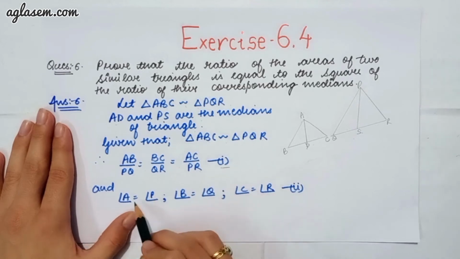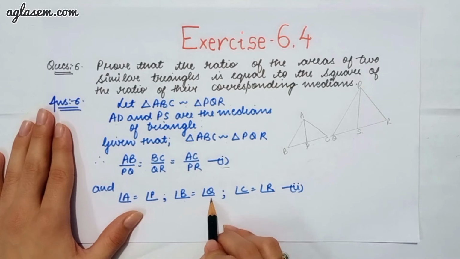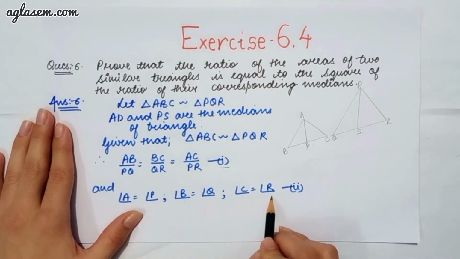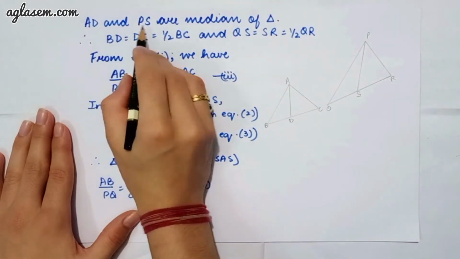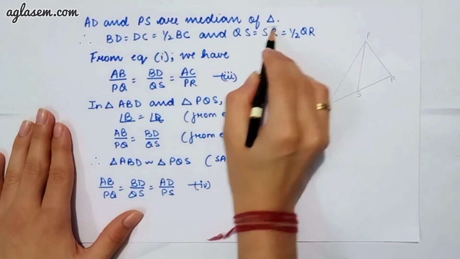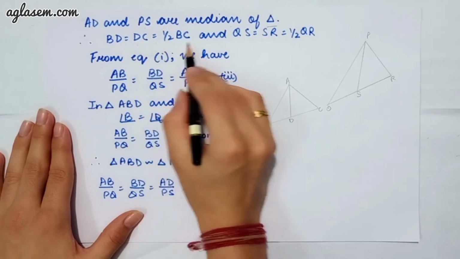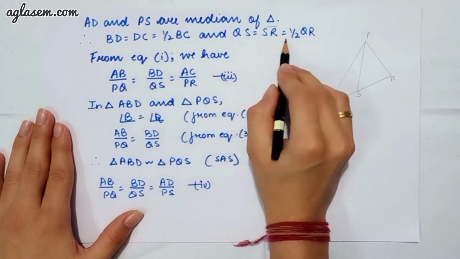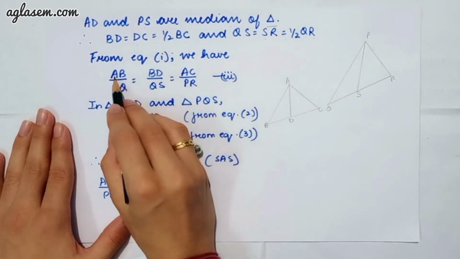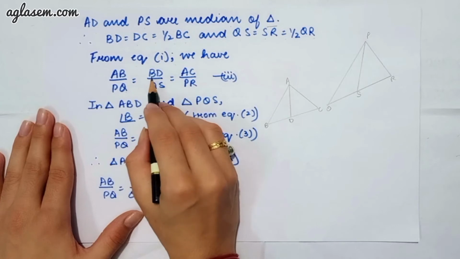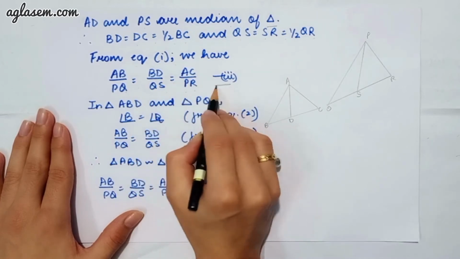So here we have angle A is equal to angle P, angle B is equal to angle Q, angle C is equal to angle R will be our second equation. Moving further, we have AD and PS are medians of the triangles. So now BD is equal to DC is equal to half of BC and QS is equal to SR is equal to half of QR. So now from equation 1 we have AB upon PQ is equal to BD upon QS, which is equal to AC upon PR. That is our third equation.